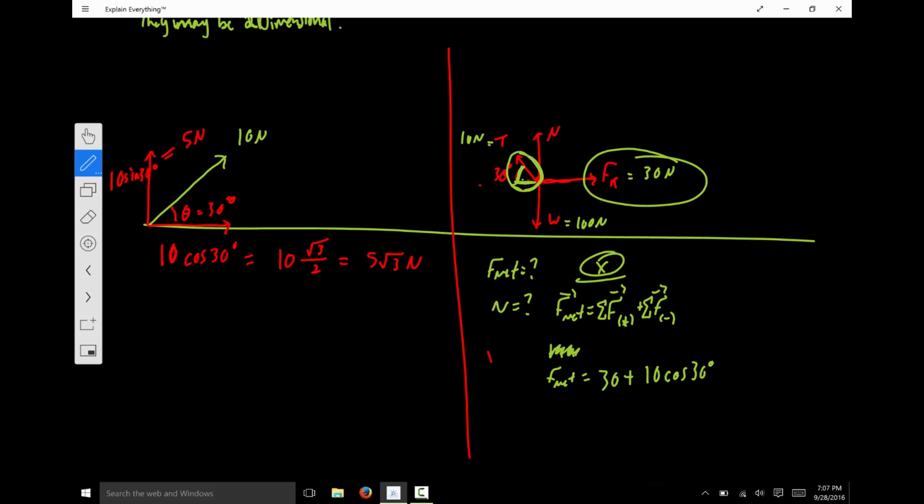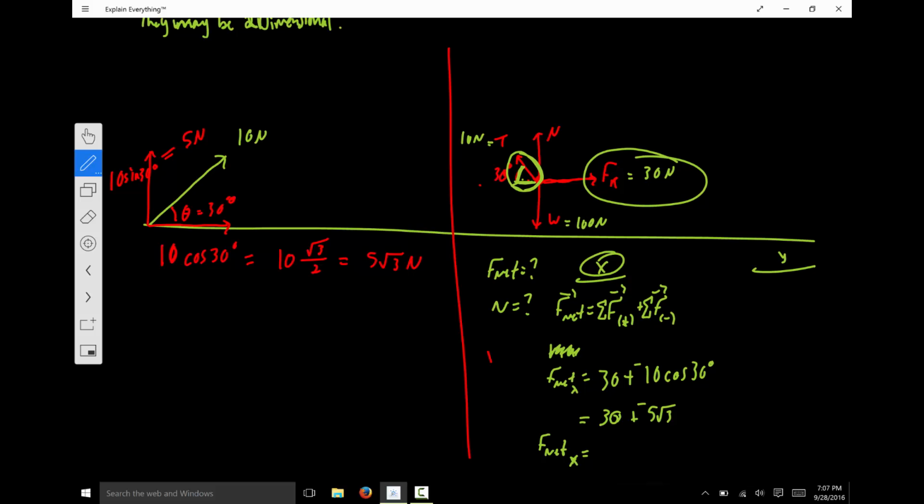Okay. So you go ahead and do the calculations here. That'll be 30 plus, what did we do over here? 5 square root of 3. Remember that this value is negative because it's in the negative direction. So whenever you do the subtraction, that will give you the net force on the x-axis, or in the x direction. Now let's focus on the y-axis, and you can go ahead and take care of that number using a calculator.